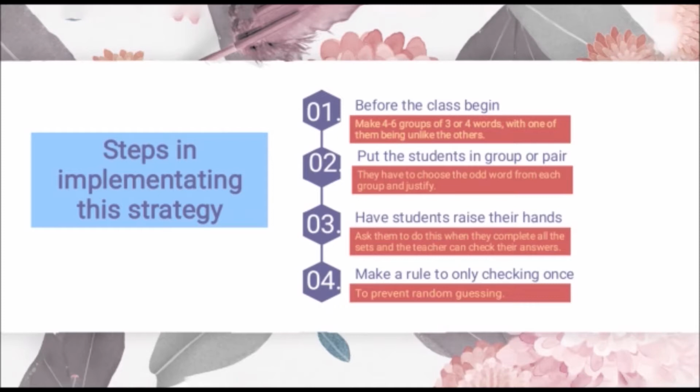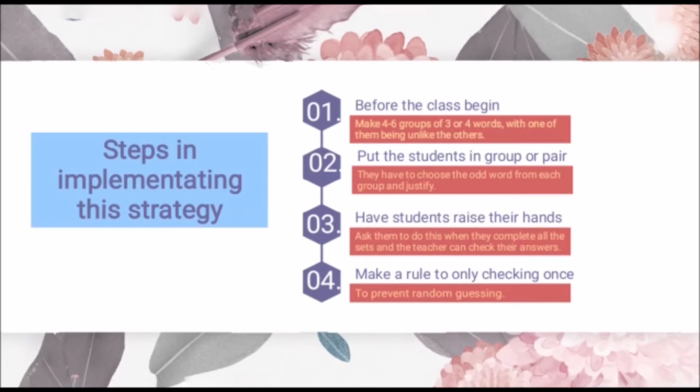Like the example, couch, wing chair, bench, and lampstand. Maybe they are going to choose the lampstand and give the reason that a lampstand is not something we sit on. And then the third step is to have students raise their hands.